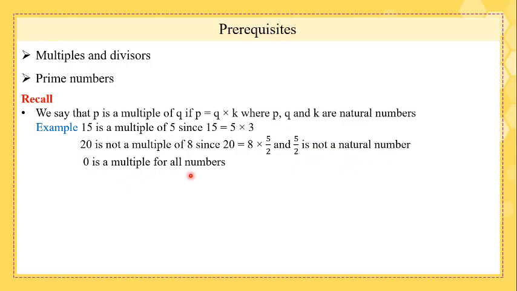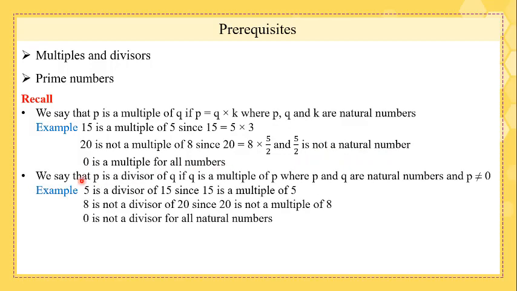0 is a multiple of all numbers. We say that P is a divisor of Q if Q is a multiple of P, where P and Q are natural numbers and P is different than 0. Example, 5 is a divisor of 15 since 15 is a multiple of 5. 8 is not a divisor of 20 since 20 is not a multiple of 8. 0 is not a divisor of any natural number since we have here P different than 0.